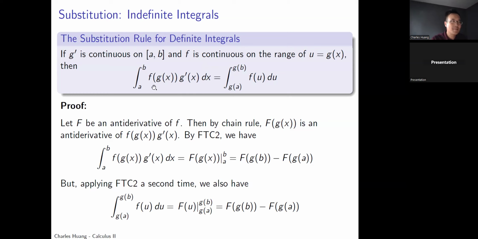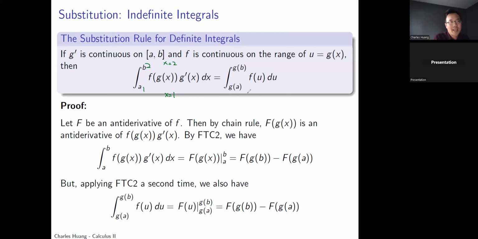Because this thing means I'm trying to find the area. If I have 1 to 2, this means I'm trying to find the area between x equal to 1 and x equal to 2, right? I'm trying to find the area underneath my curve between 1 and 2. So when x is equal to 1 to x equal to 2.